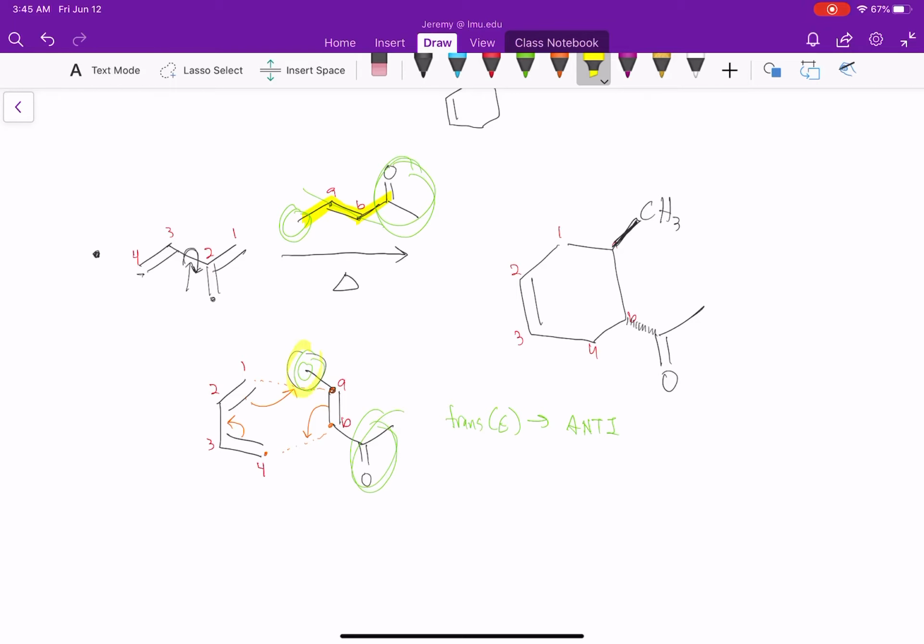A was connected to a methyl. B is connected to our C double bond O methyl, our ketone. These have to have opposite stereochemistry. Trans always becomes anti. So it's just important to know one has to be a wedge and one has to be a dash, and it's okay if this was a dash and that was a wedge. They just have to be opposite.